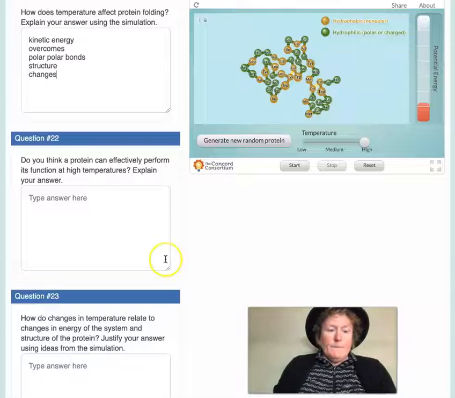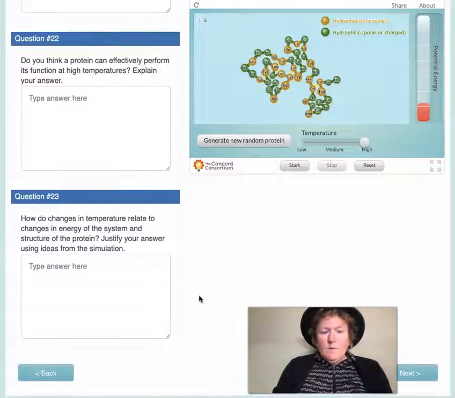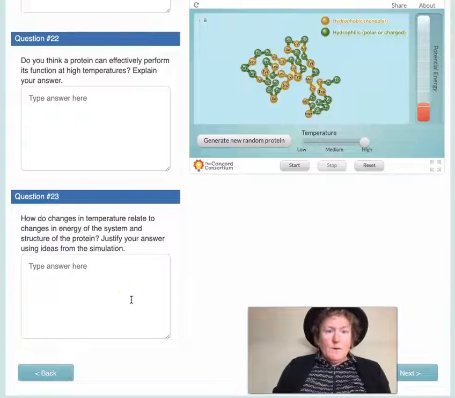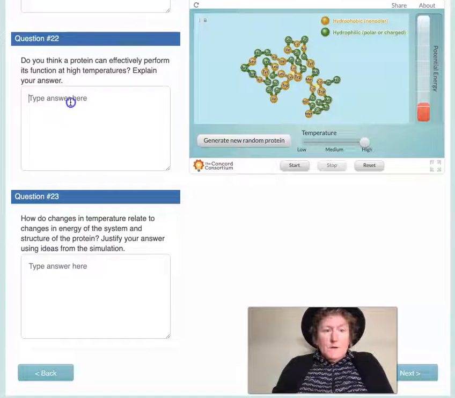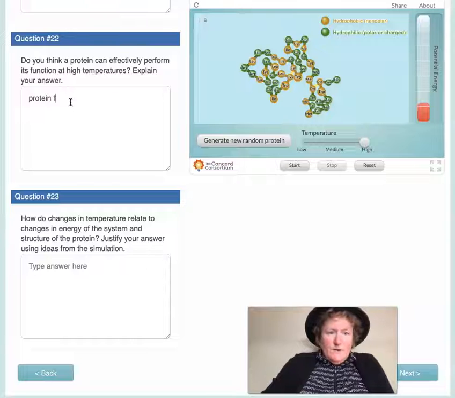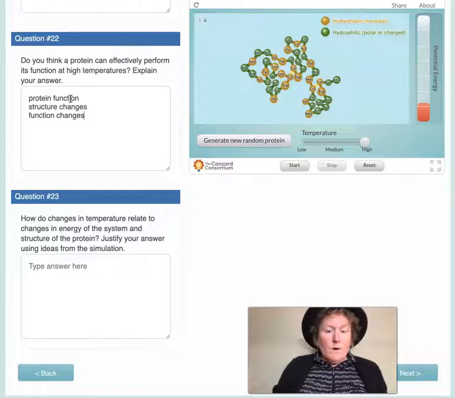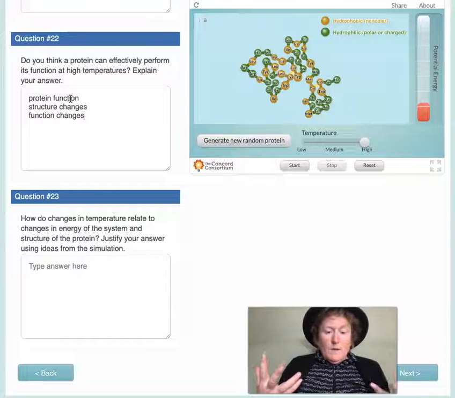So that gives us some information about how changes in temperature affect protein structure and protein function. So we can say protein function, we can say structure changes, and function changes. Those are some good word bank words you can construct your answer with.